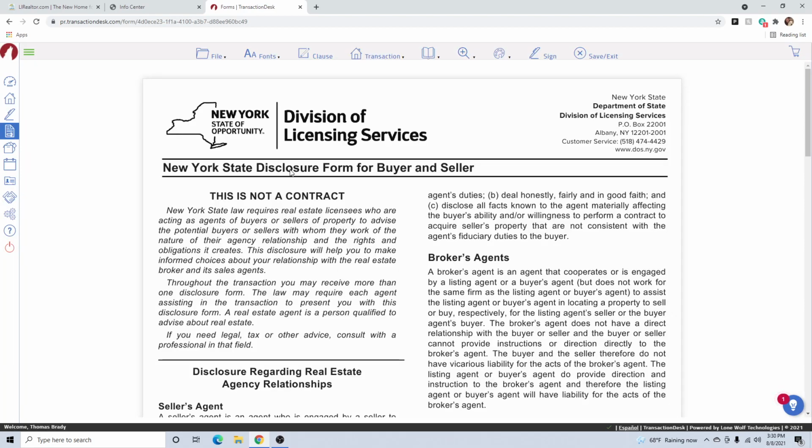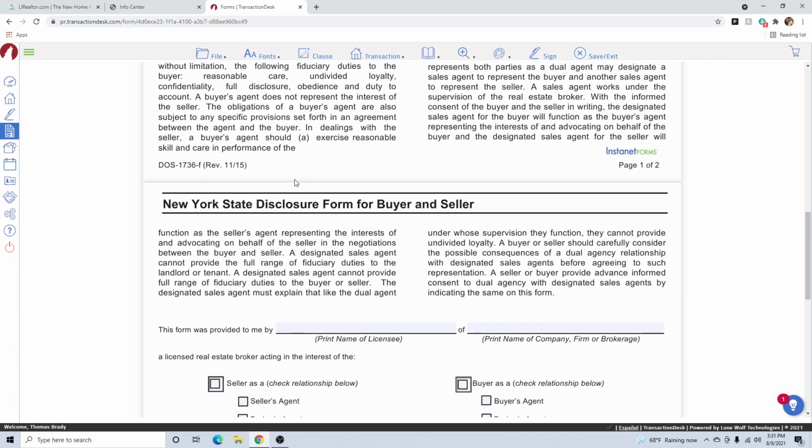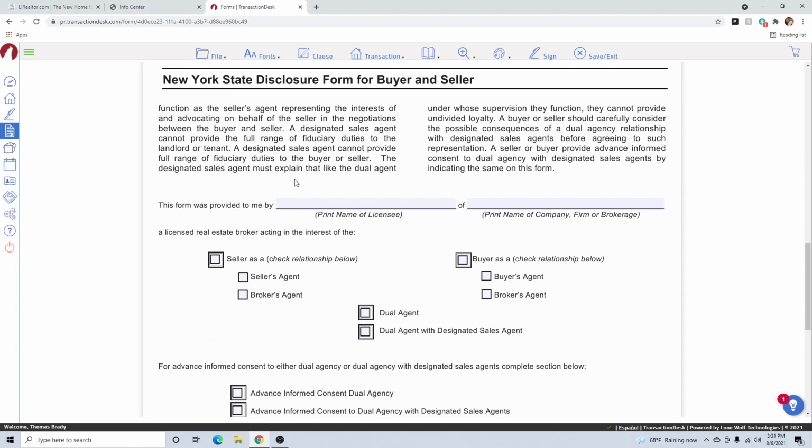Okay, now I'm going to try not to get into the weeds on this. It shouldn't be complicated, but it can become complicated. You should be giving this to a buyer or seller at the first substantive contact. Now you need to understand the difference between clients and customers.